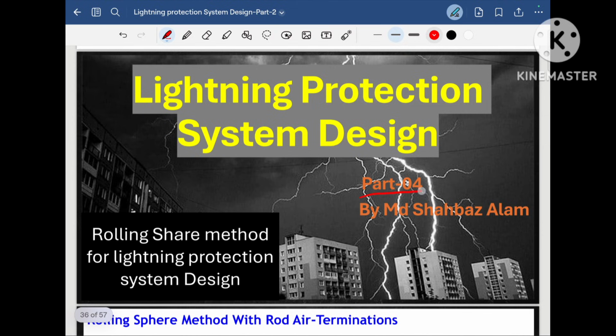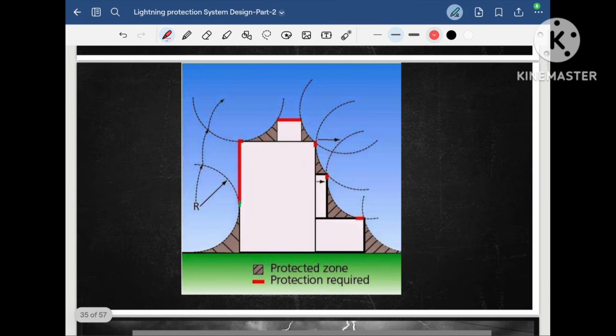This is the part 4 video in the series on lightning protection system designing. In this video, I'm going to cover in detail the rolling sphere method for lightning protection system designing. So let's start this video.